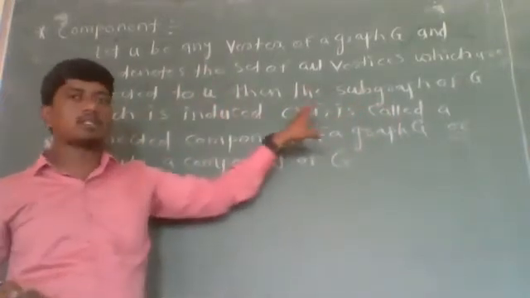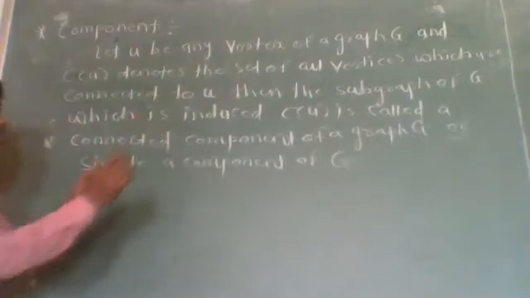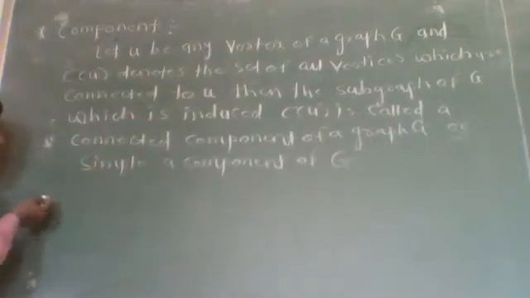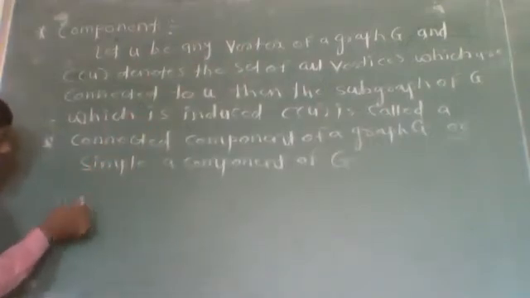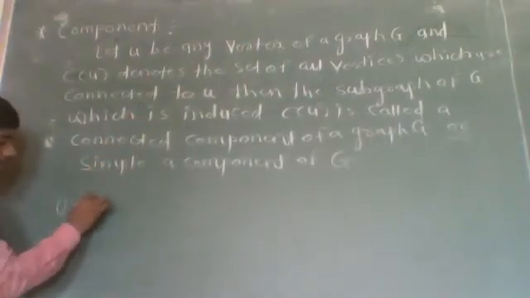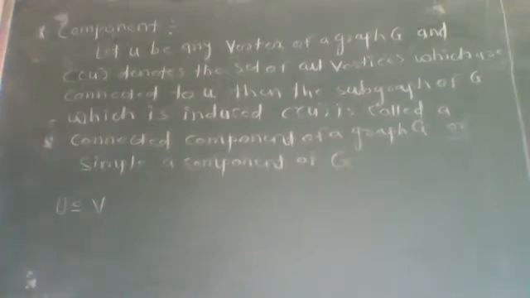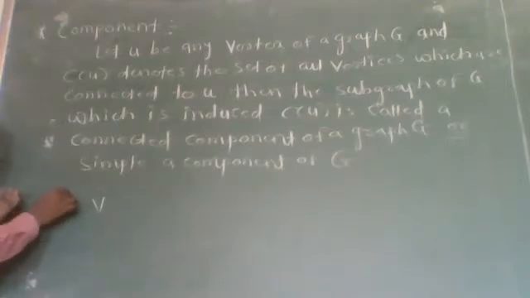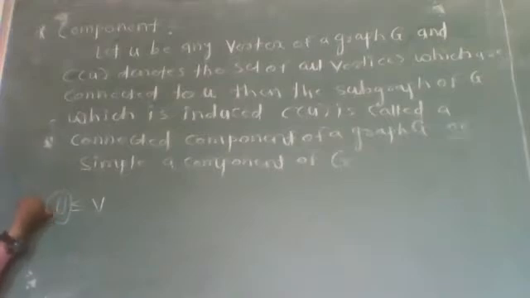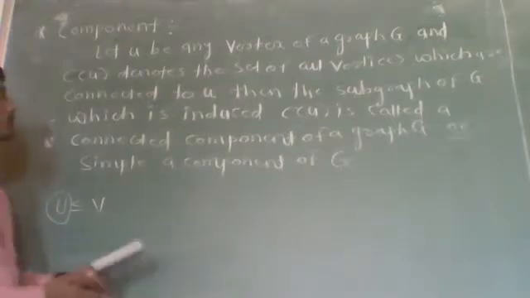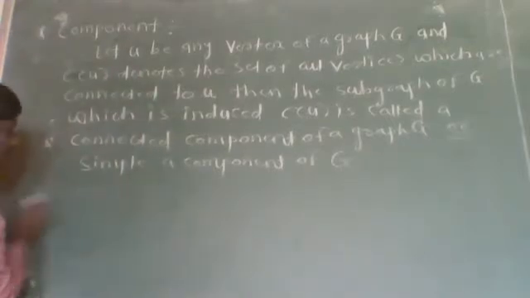And we know that an induced subgraph is nothing but this: if U is any subset of the vertex set of a graph G, then the subgraph induced by U contains all those vertices which are contained in U and all those edges which are incident on the vertex set U. So this one is the component of the graph G.